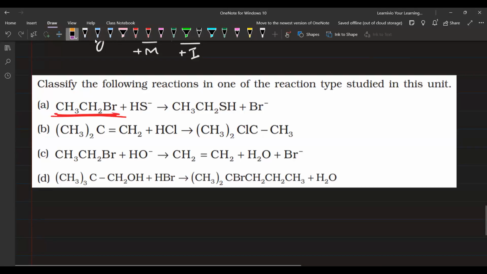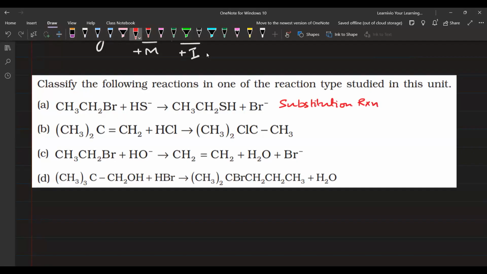So this is the organic molecule. What is happening with it? When I see Br, it is getting replaced by SH. Can you guys see that? Yes or no? Please tell me. Yes, sir. Right. So it is a substitution reaction. Can we say that directly? Yes, we can. It is a substitution reaction. Substitution.